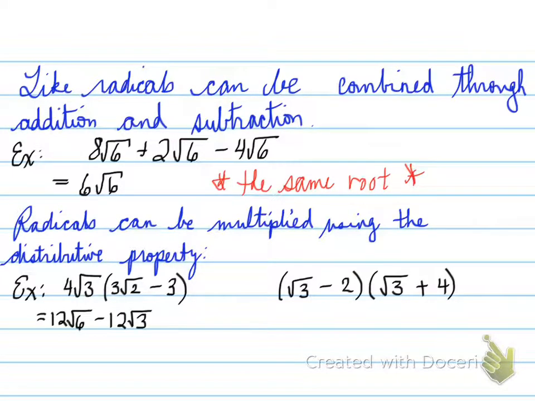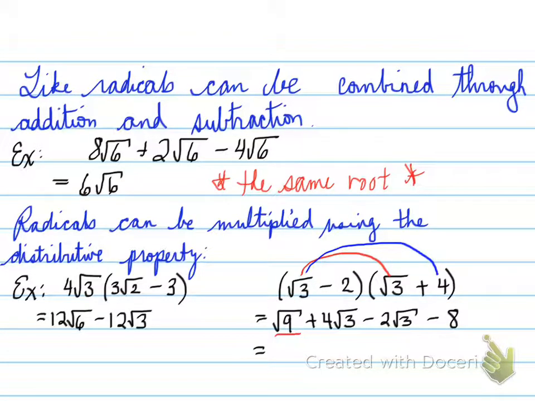All right, the next example, root 3. So you treat this exactly like FOIL, and we're going to expand this out. So root 3 times root 3 is root 9. Plus 4 root 3 minus 2 root 3 minus 8. Okay, before we go into and explain all this, let's go slowly and explain where each one of these 4 terms came from. Root 3 times root 3 gave us root 9.